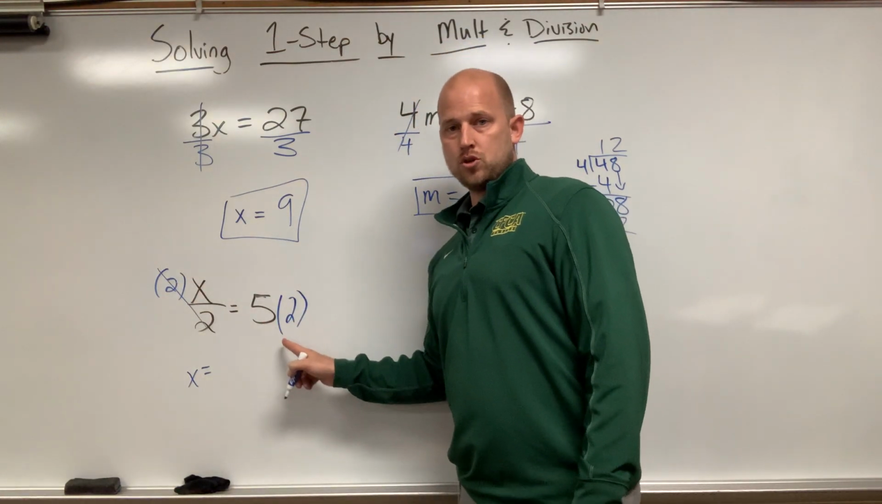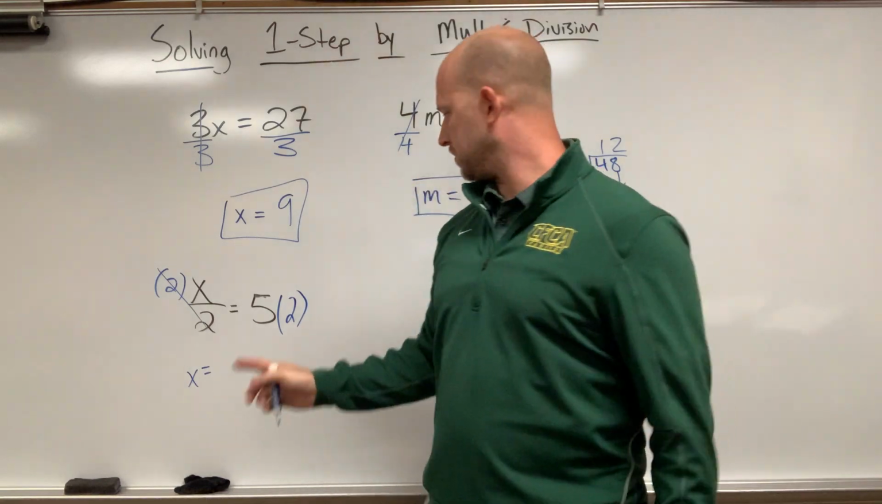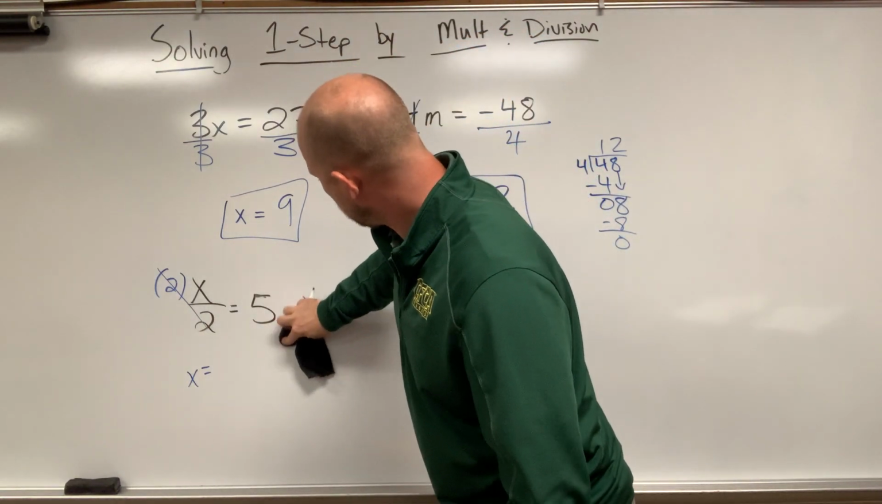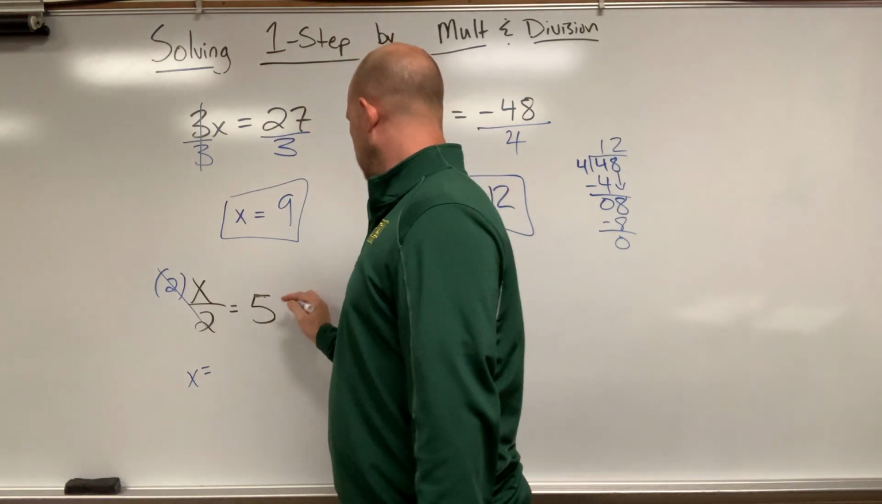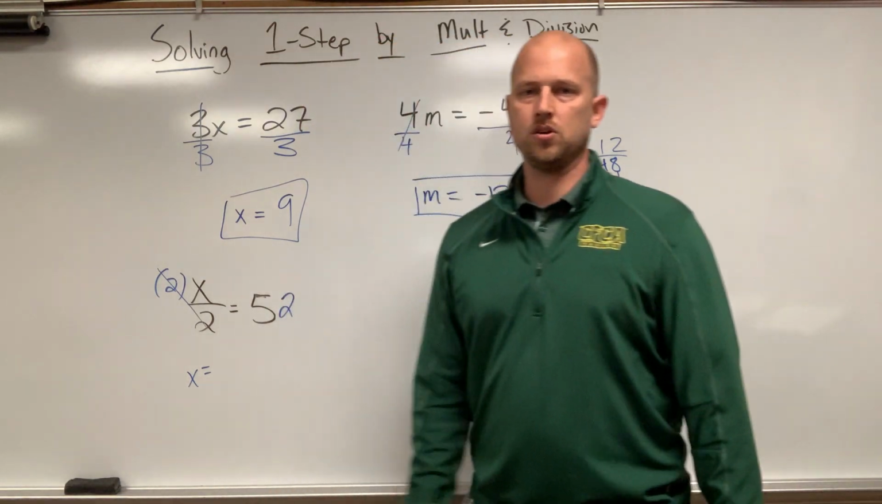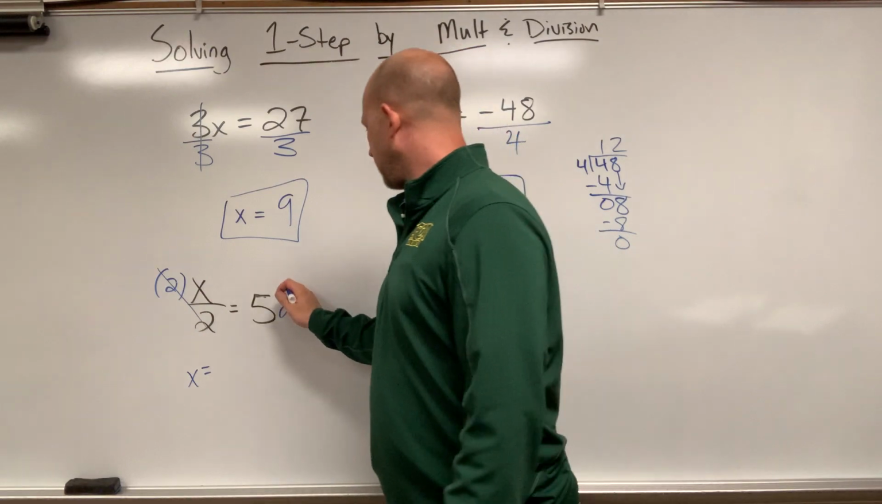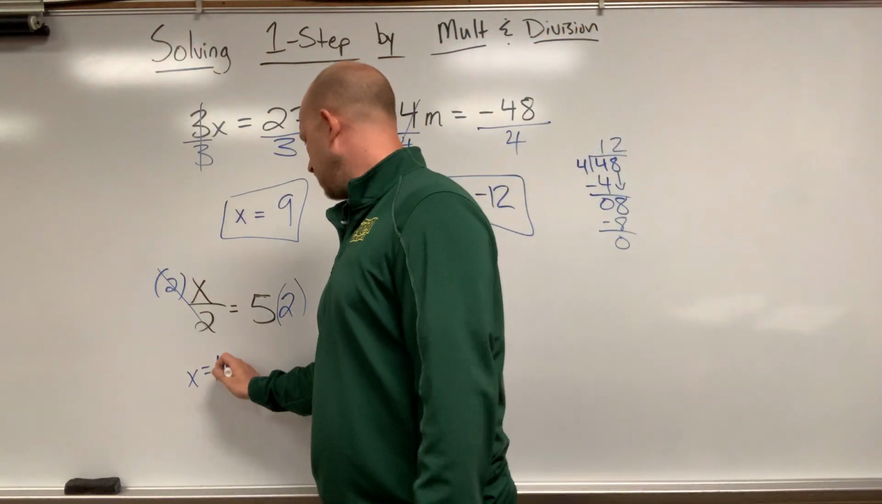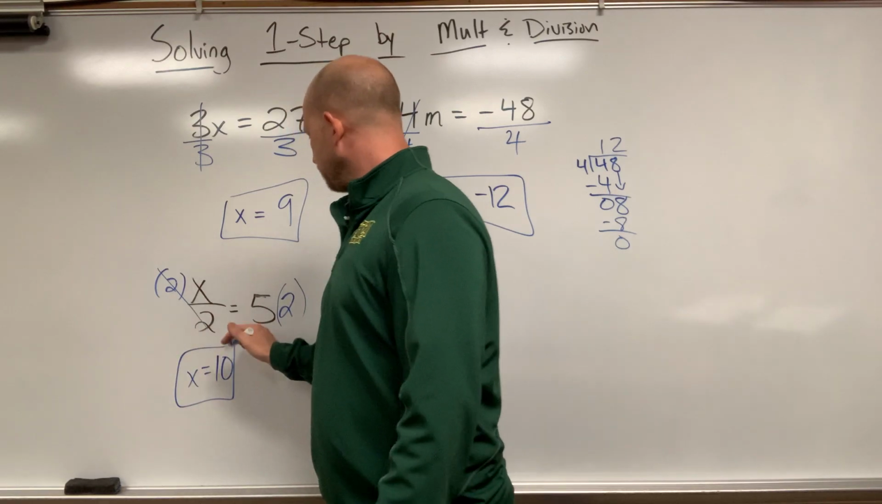5 times 2. Remember, when you put the parentheses around it, it means multiplication there. If you don't put the parentheses, you're going to end up confusing yourself, because you're going to do this, and it looks like 52. It's not 52. It's 5 times 2. 5 times 2, 10. Okay?